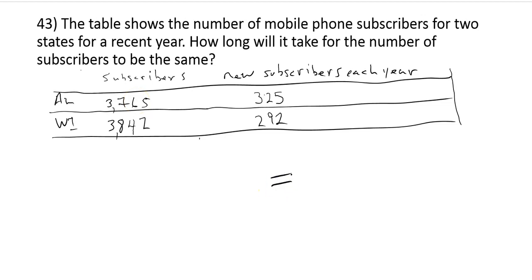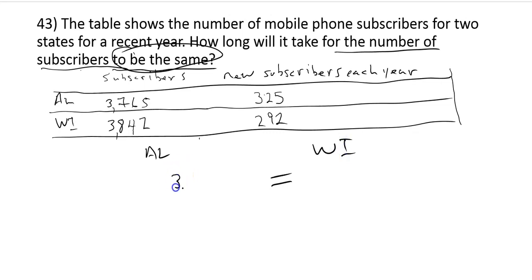So let's reread this part: how long will it take for the number of subscribers to be the same? Okay, to be the same. That's the key part of the sentence. That's why we put our equal sign there, because we're trying to figure out when they're going to be the same. Let's put Alabama on one side, and we're going to put Wisconsin on the other side. Very cold state in America.